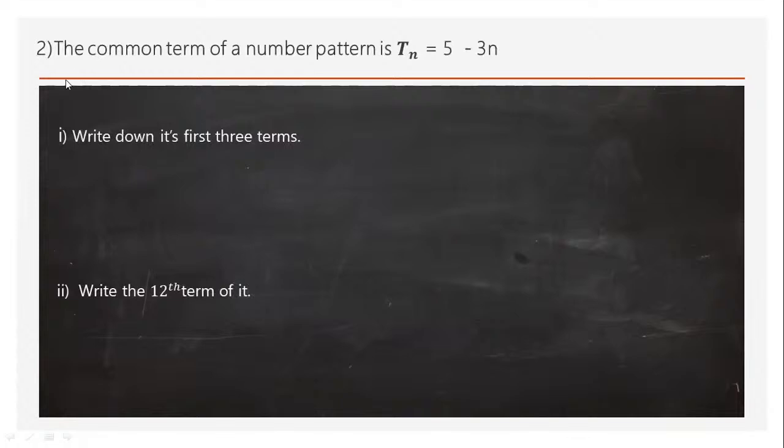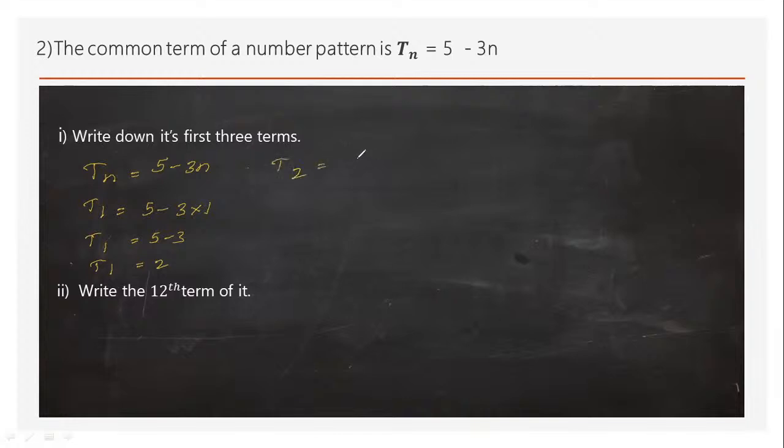Next one. The general term of a number pattern is Tn equals 5 minus 3n. Write down its first three terms. We have to write the first three terms. T1 first: T1 equals 5 minus 3 times 1. T1 equals 5 minus 3. T1 equals 2.